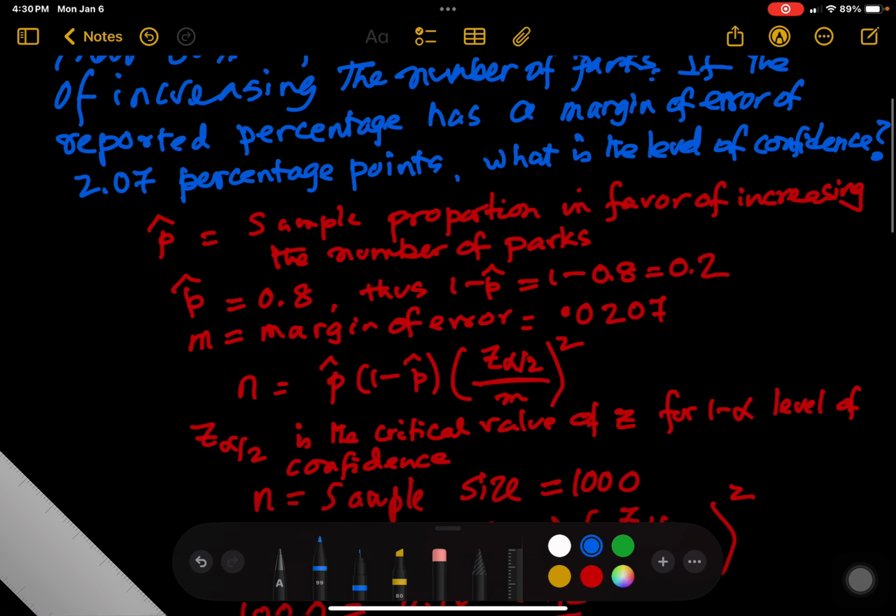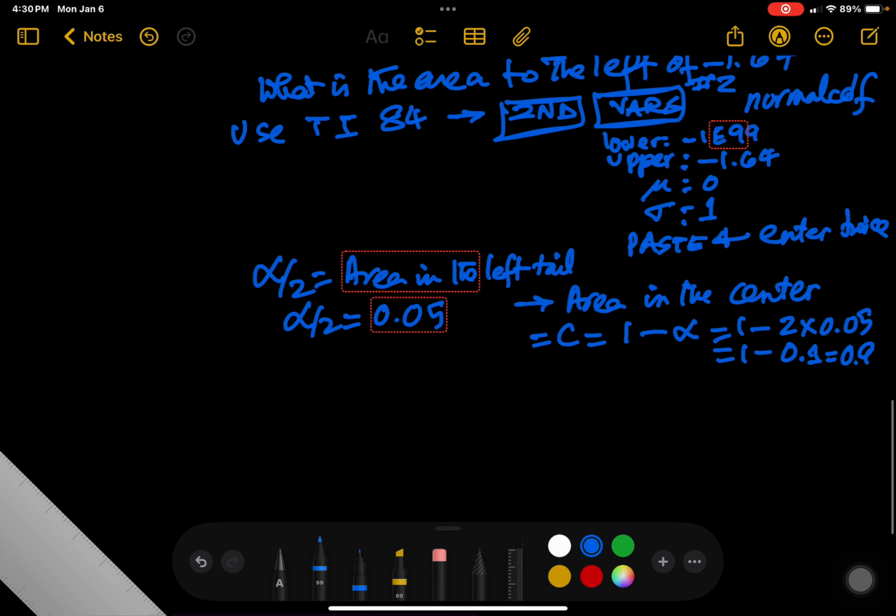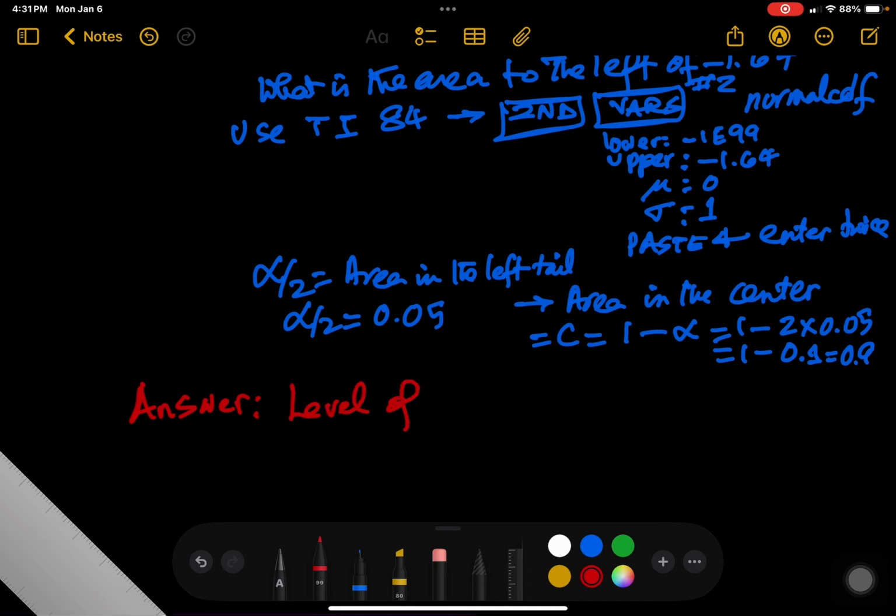Hence, they asked us to find out the level of confidence. So the final answer is the level of confidence is 90%. Is 90%.